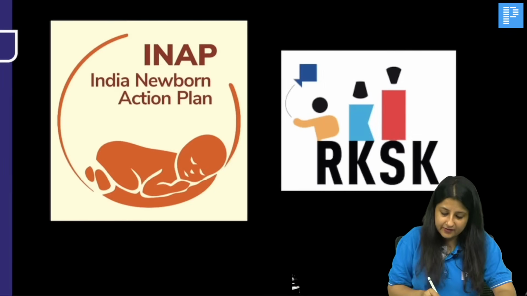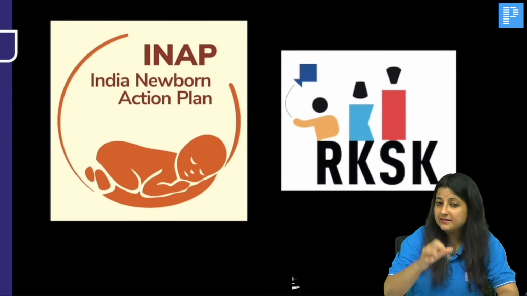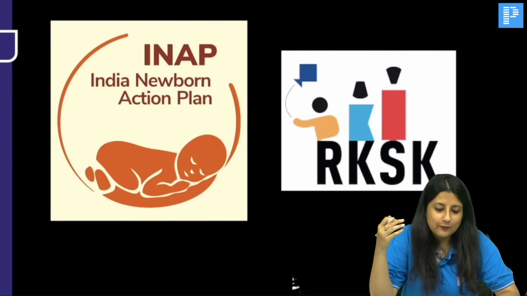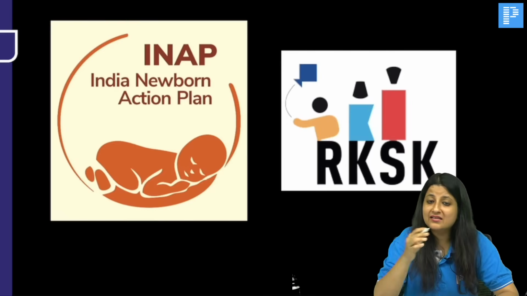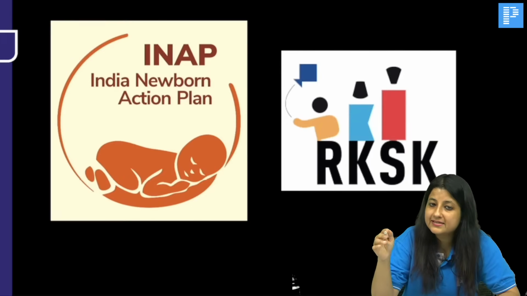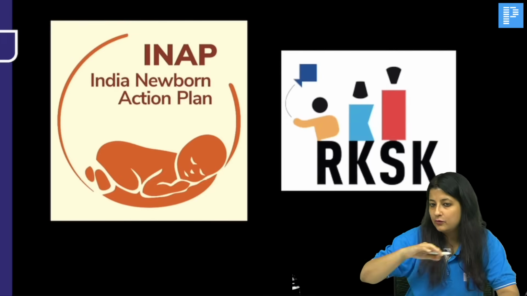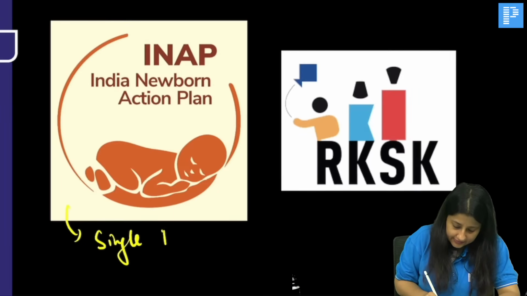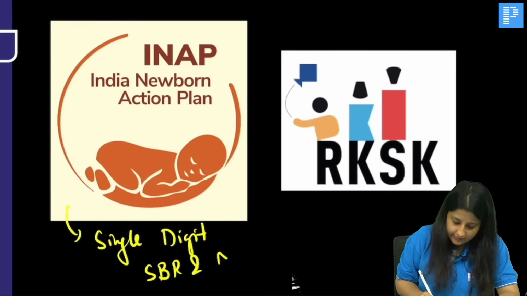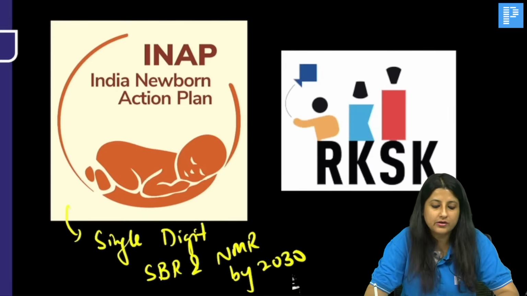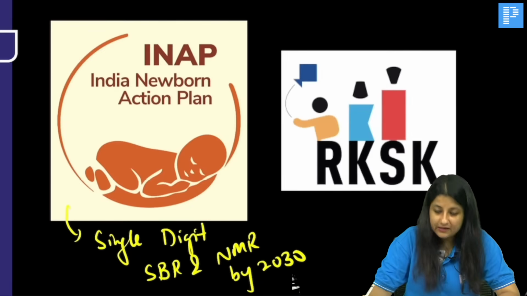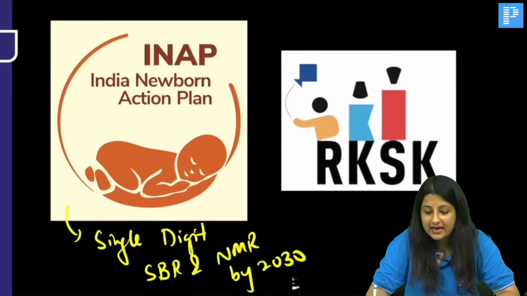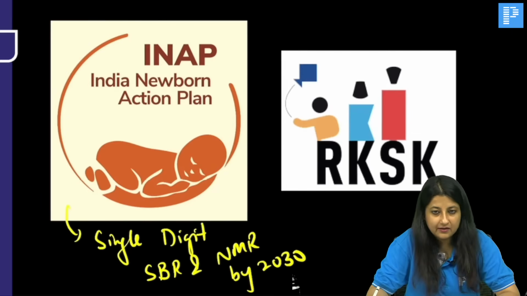This one right here is Indian Newborn Action Plan. ये logo, you know, it's highly wondrous that this logo has never been asked. It's a beautiful logo which can come in your exams. Indian newborn, there's a baby who is sleeping. Under this, we want to achieve single digit stillbirth rate and neonatal mortality rate by 2030. Clear? This is Indian newborn.